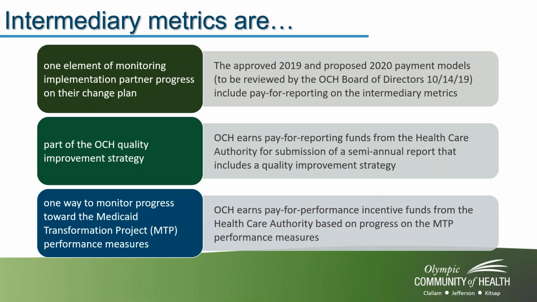Intermediary metrics are also part of the OCH Quality Improvement Strategy. The OCH earns pay for reporting funds from the Healthcare Authority for submission of a semi-annual report that includes our quality improvement strategy and narrative on such. Intermediary metrics are also one way to monitor progress toward the Medicaid Transformation Project performance measures. OCH earns pay for performance incentive funds from the Healthcare Authority based on progress on the MTP performance measures as outlined in the MTP project toolkit.